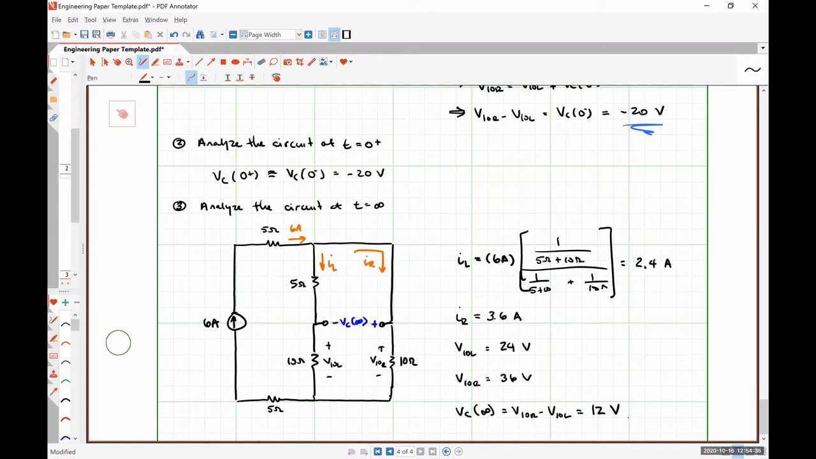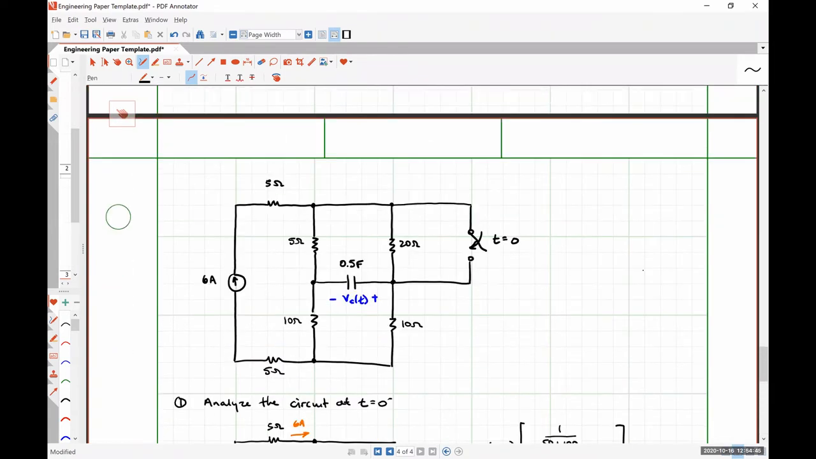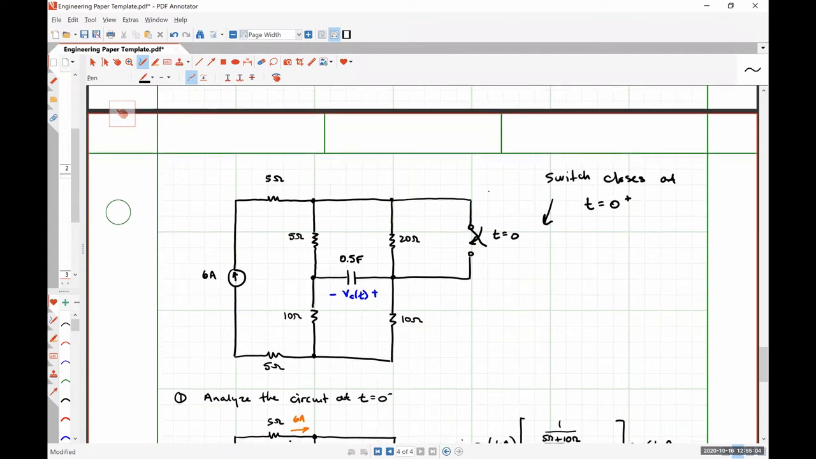Dr. Hartman, I have a question. Yes, ma'am. Where did the 20 ohm resistor go? Yeah. All righty. The arrow on this switch indicates that the switch closes at t equals 0+, which means this guy right here looks like a short circuit for all t greater than 0+. So we have a short circuit in parallel with a 20 ohm resistor, which looks like a short circuit. Gotcha.